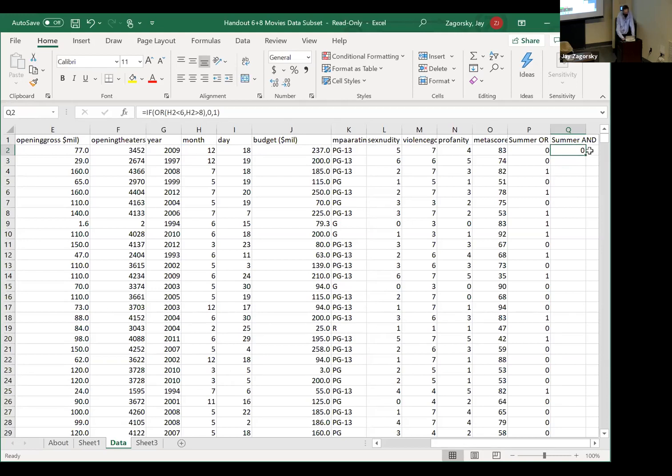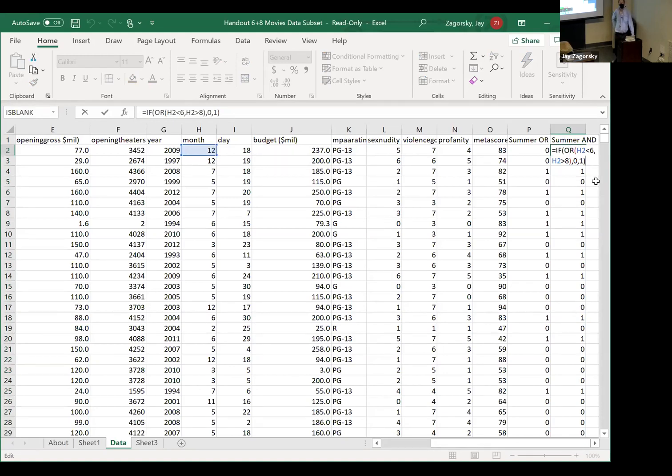Copy this down. And we get the same series of data. The whole idea of this is that we can do lots of different logical tests and come up with the same kinds of data. There's not just one way to do these logical tests.